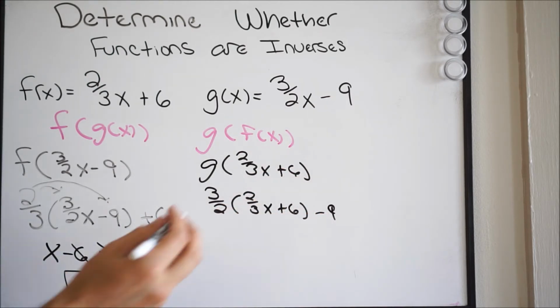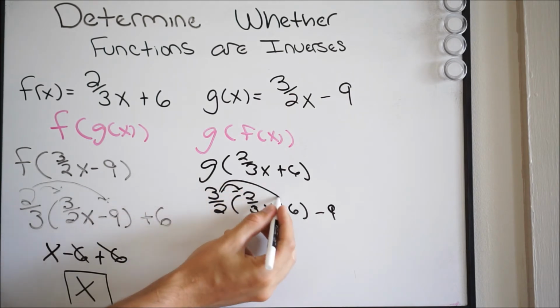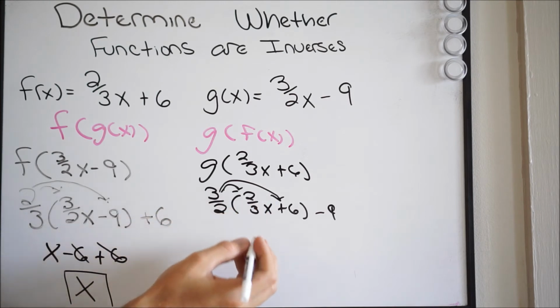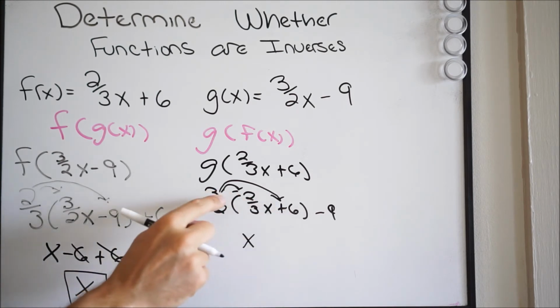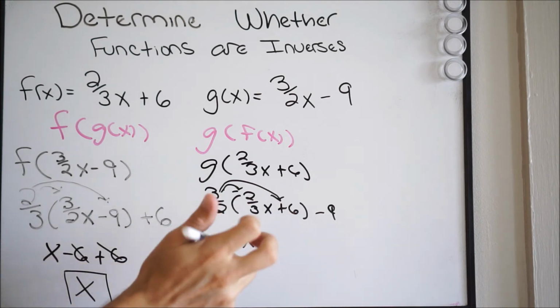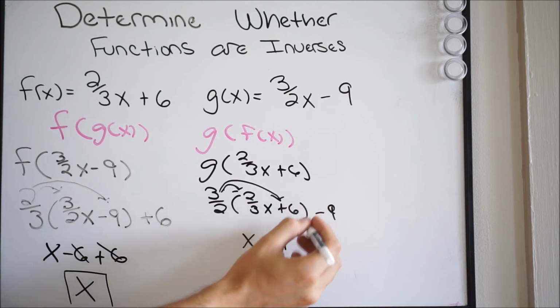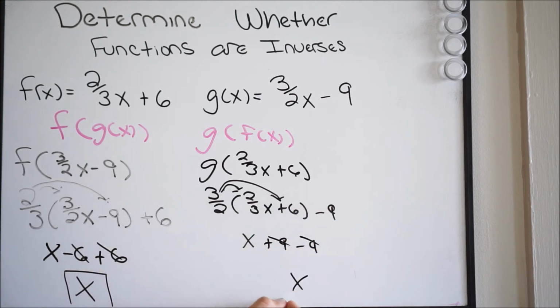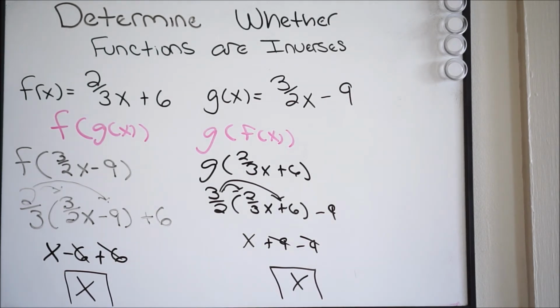Again, we're going to distribute this here to both terms. This here, we know that they're going to just cancel on both the numerator and denominator. We'll be left with just x. 3 times 6 is going to be 18. 18 divided by 2 is 9, so plus 9. Then we have a plus 9 and a minus 9 that cancel. We're left with just x. So what that tells us is, yes, the functions are inverses. It checked out. So that is how you can determine whether functions are inverses using compositions.